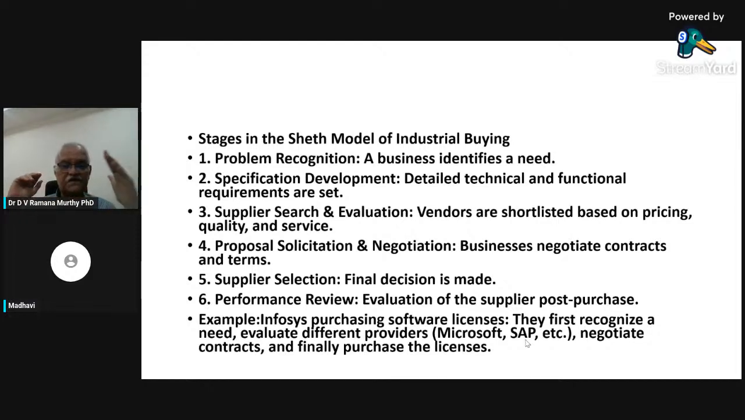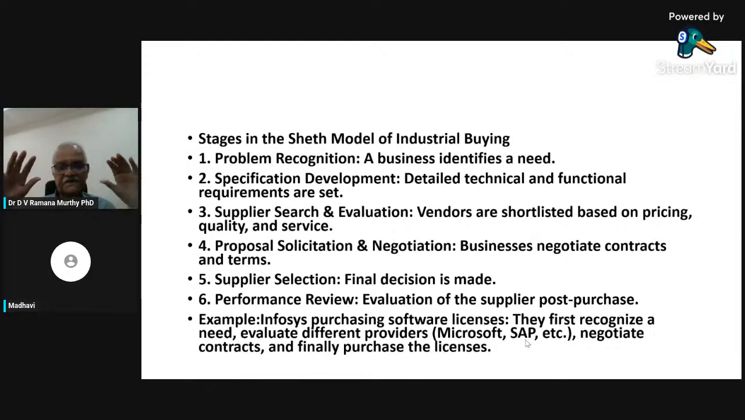So proposal, solicitation, and negotiation, because they'll be contacting not one supplier, maybe two, three, maybe shortlisted. Even at the supplier search and evaluation stage, they may not finalize a single supplier at this point of time. They may want a competitive bid for the supplies. So they will be asking A, B, C, X, Y, Z, something like that. Two, three suppliers are shortlisted, and then they'll be asked to submit proposals. Now businesses negotiate contracts, and terms and conditions are very clear.